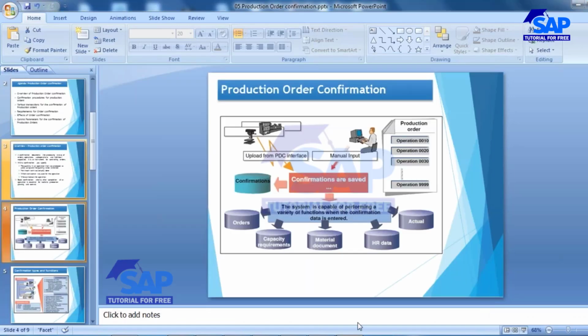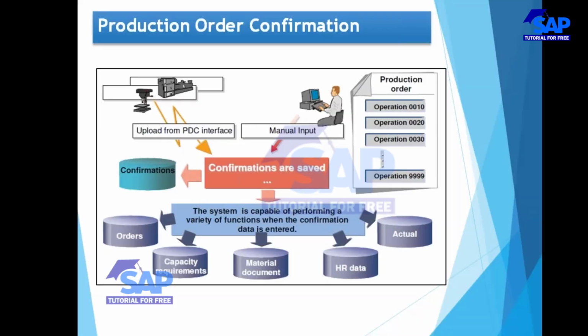Now, to confirm the production order in the system, there are various methods. You can confirm the order at header level, or you can confirm each and every operation one after the other. Those options are there. You can confirm manually each and every order, or you can upload from some other external system.